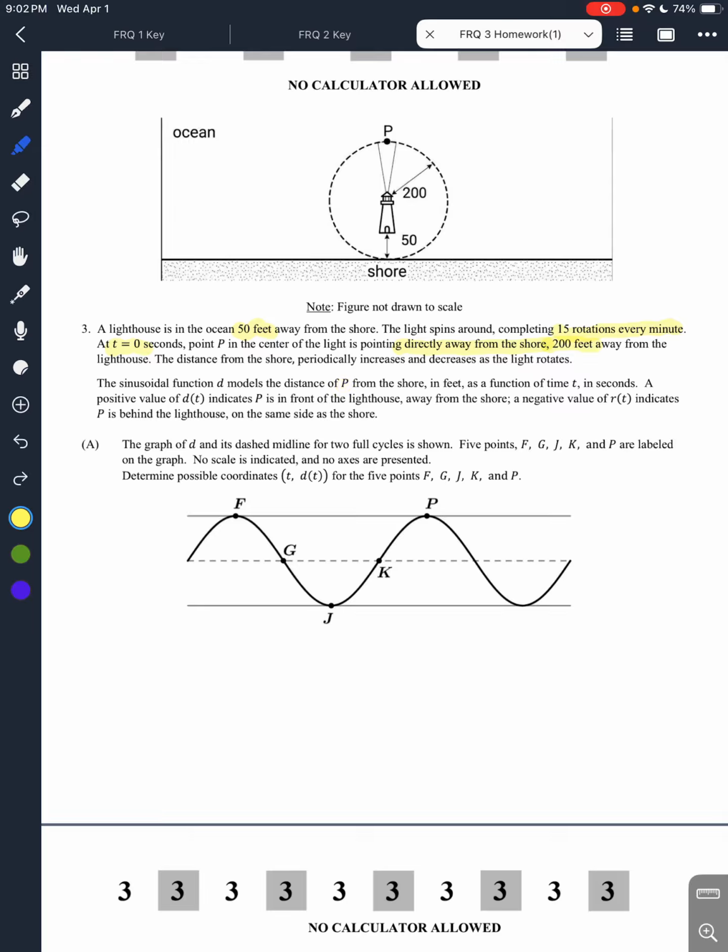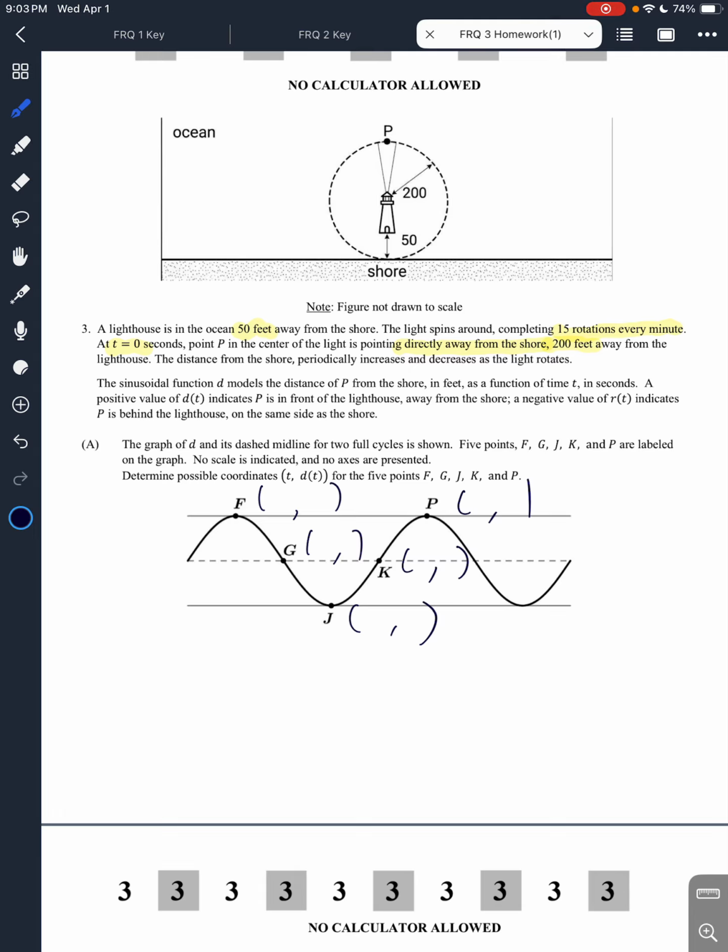First thing we're going to do is label our points. So each point we're going to have a t and a d of t, an x and a y, whatever they call it for that problem. Usually this is t and some function of t. So the first thing I'm going to start with here is our vertical, our y coordinates.